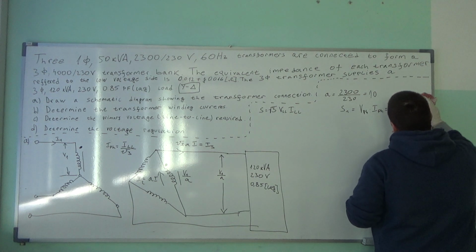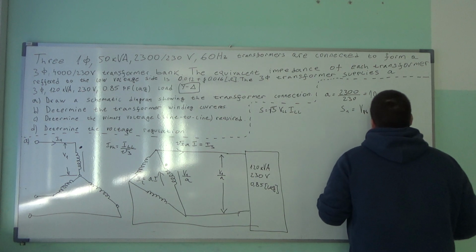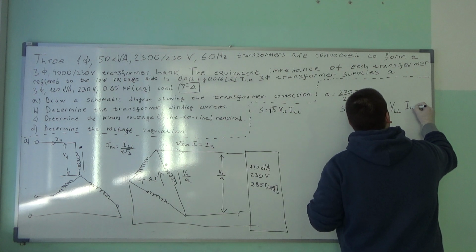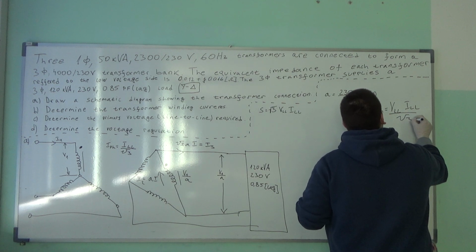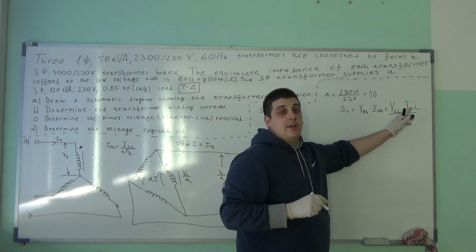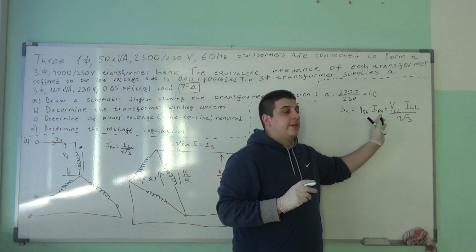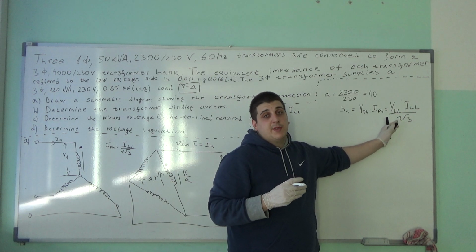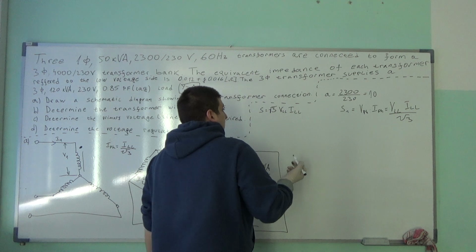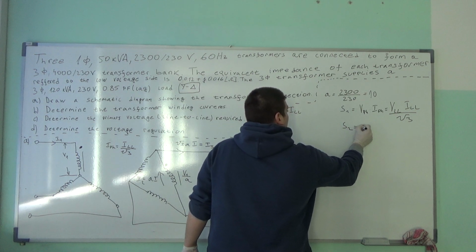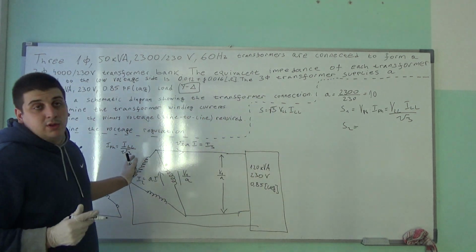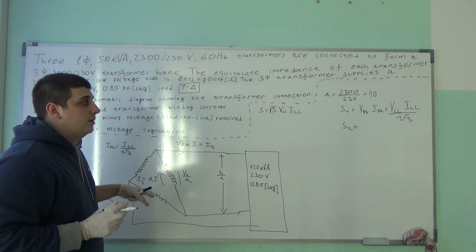I apologize for this huge mistake. So the line voltage divided by square root of 3. Now the phase voltage is equal to the line voltage, and the phase current is equal to the line current divided by square root of 3. And we have the one load on the delta connection, the second and the third.